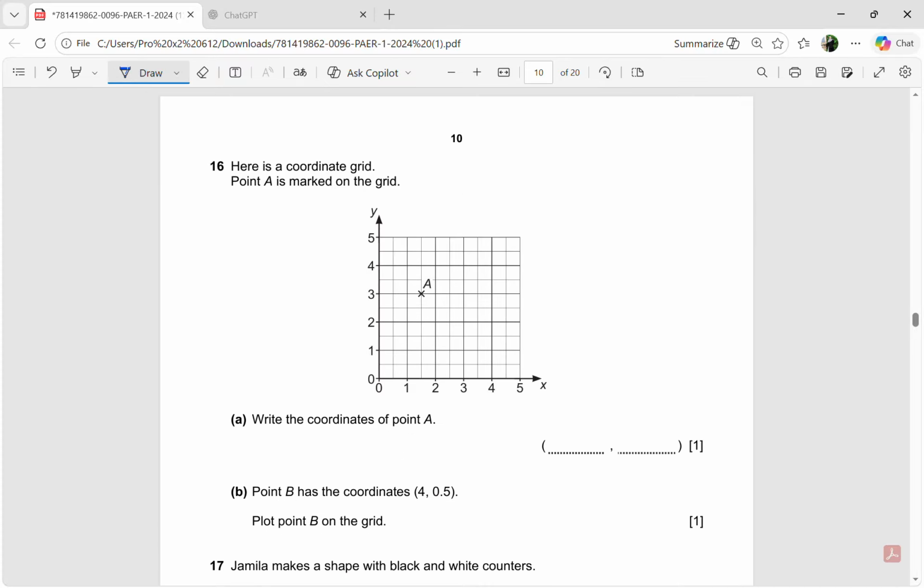Here's a coordinate grid. Write the coordinates of point A. For point A, we always start with the value of x, then y. So it is 1.5 and 3. Point B has the coordinate 4, 0.5. So the value of x is this one, and 0.5 is between 0 and 1. So we can come and point B is this part.